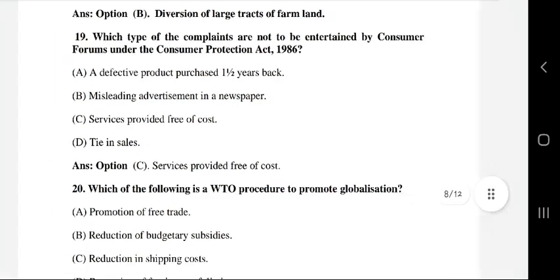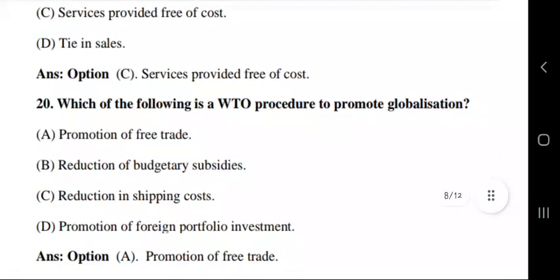Question number 20. Which of the following is a WTO procedure to promote globalization? Options are promotion of free trade, reduction of budgetary subsidies, reduction in shipping costs, promotion of foreign portfolio investment. Option A is the correct answer, promotion of free trade.